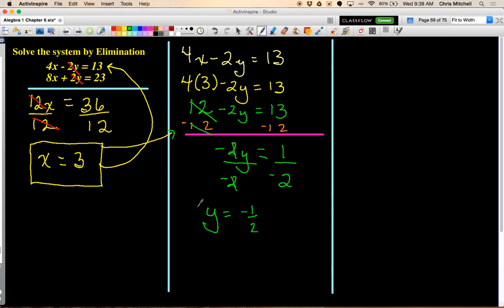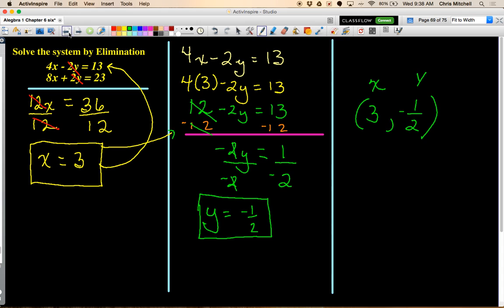So I am done. This is my solution. So I'm going to go ahead and put it together. Our solution is 3, negative a half. I keep saying -1. So again, my answer is 3 represents the x, and the negative half represents the y.